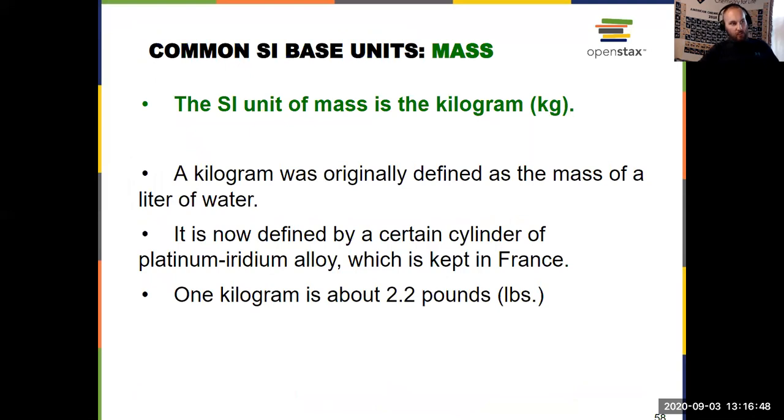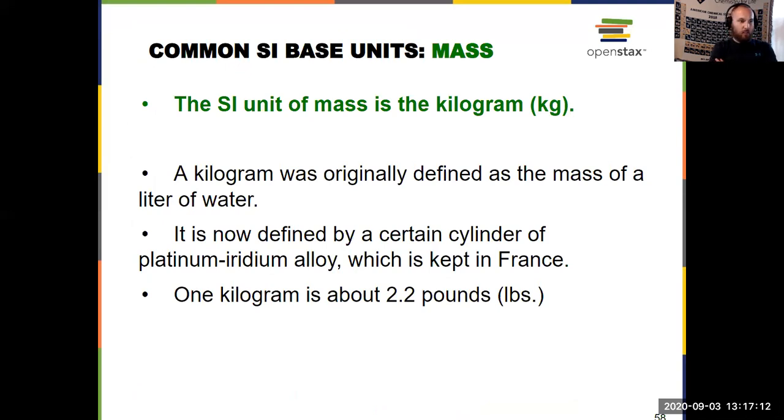We also have mass. The SI unit of mass is the kilogram. Where did the kilogram first come from? The mass of a liter of water. Well, that wasn't incredibly precise. So the next definition was used on an alloy that's kept in France, and it corresponds to about 2.2 pounds.